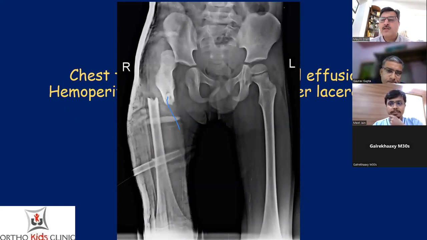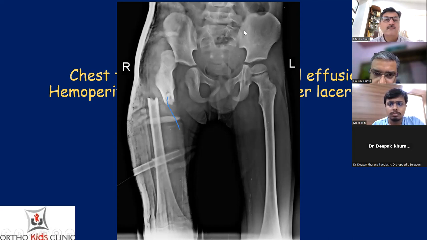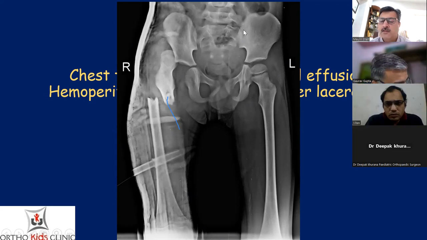Yes, Vikas, what do you think? In any case, I would have preferred to go with reduction of the head first, either closed by an assisted method or, if required, an open method. But the literature says that in these acute settings, whenever there is anterior dislocation, we should approach anteriorly, and when the dislocation is posterior, we should approach posteriorly. So it all depends on the position of the dislocation. So you wanted to reduce the hip first and then fix it. Okay.